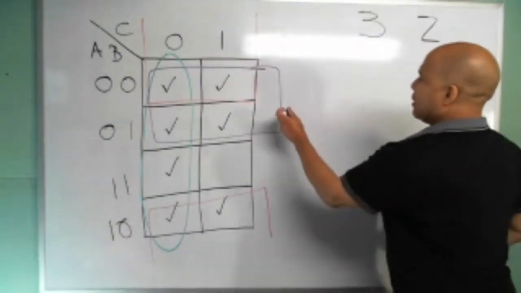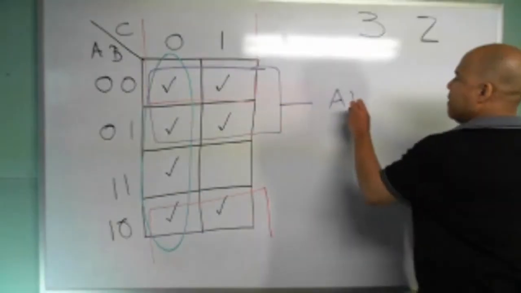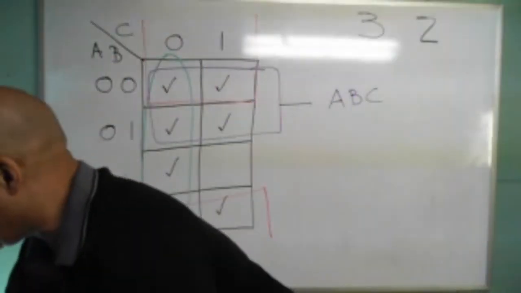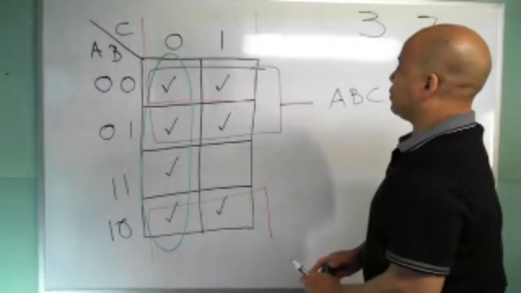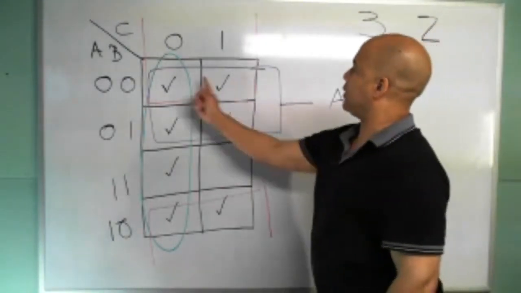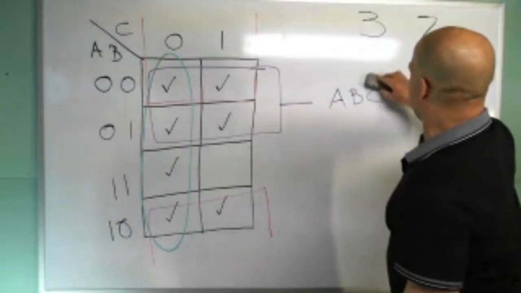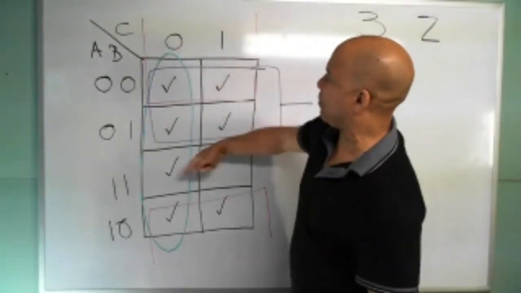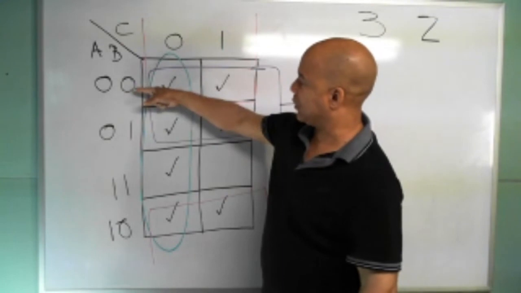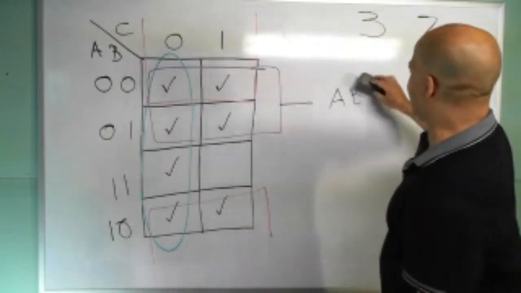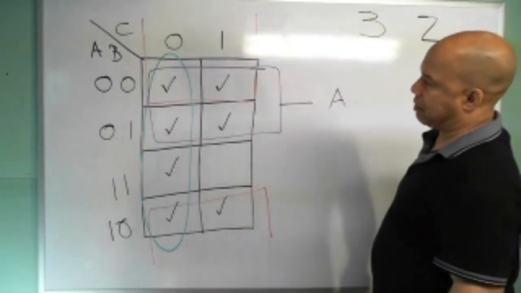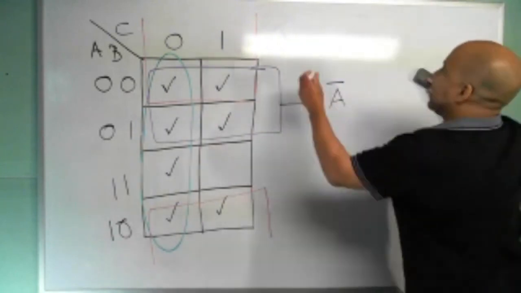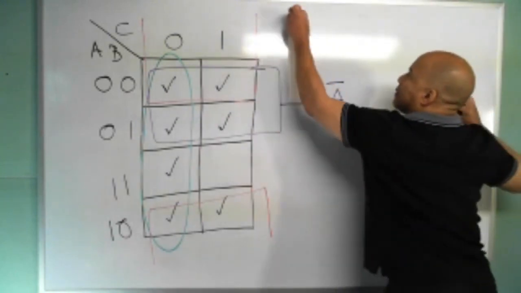So this one's A, B, C. Now remember, anytime you have a group of 4, you end up with only one variable. So what drops out here? Well, as I move this way, C's out of there. It's going to be either A or B. So I'm moving up and down this way in the purple group. B changes from a 0 to a 1, so B is out of there. A is a 0, so I've got to NOT it. So for my expression, I've got A NOT for the purple.